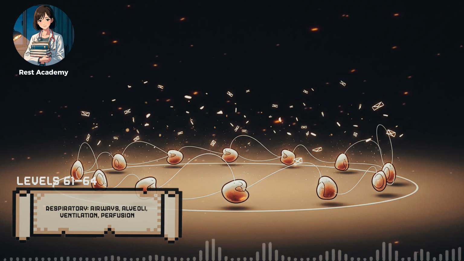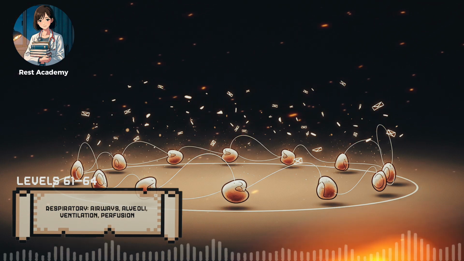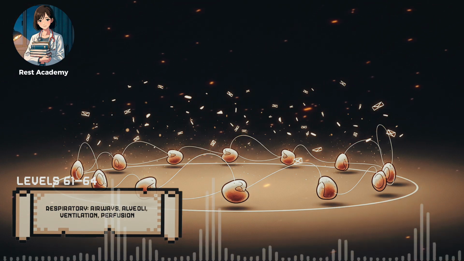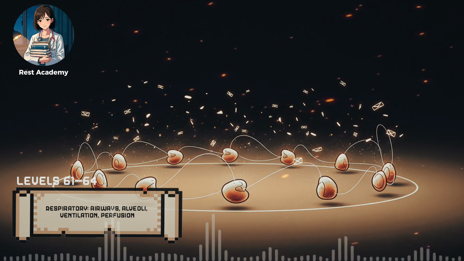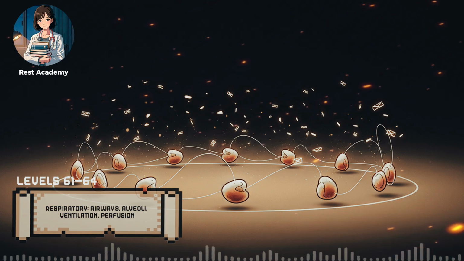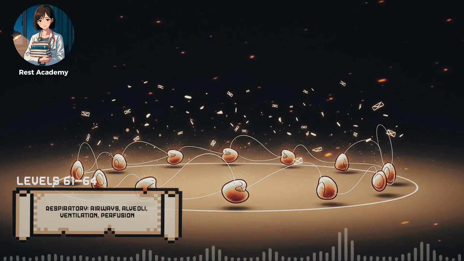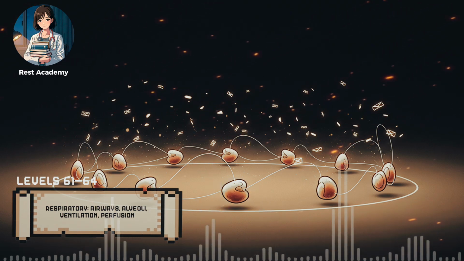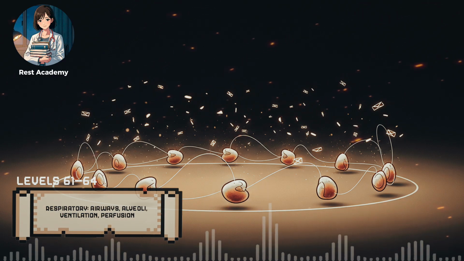Hypoxic vasoconstriction, a unique response, diverts blood away from poorly ventilated regions, improving matching between air and blood. This matching, ventilation-perfusion (VQ) coupling, is vital. Ideally, each alveolus receives air and blood in proportion. When mismatched, gas exchange suffers.